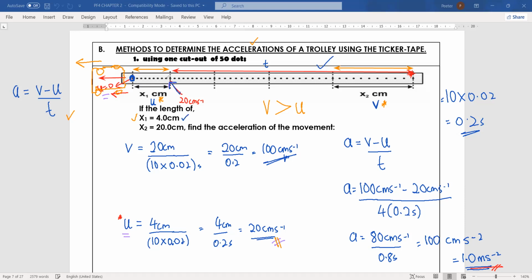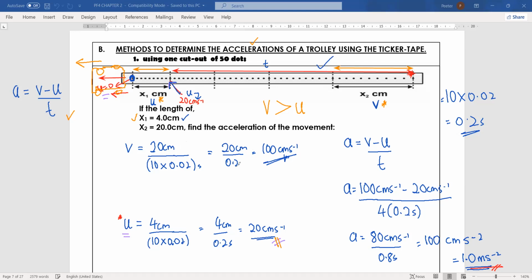So the initial velocity was 4 cm. After the paper was pulled 4 cm, only then was the initial velocity of 20 achieved. Clear? The final velocity is the last part of the ticker tape, which is x2, 20 cm. And inside there are 10 dots. So we get 0.02 times 10, 0.2.